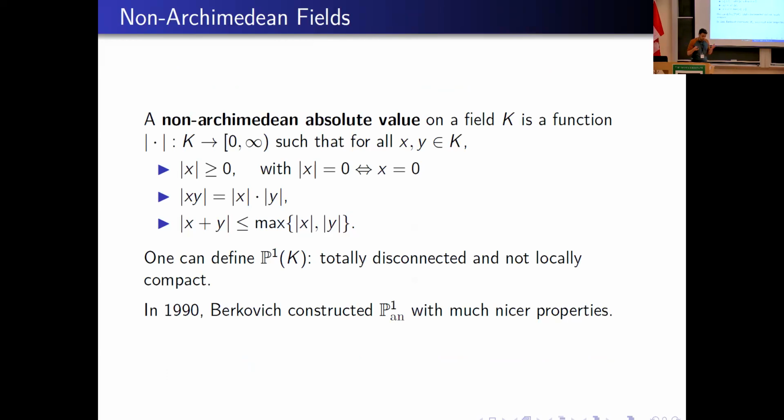So what is a non-Archimedean field? Well, you start with a non-Archimedean absolute value, and the important point here is that you replace the triangle inequality by this ultrametric inequality, and then you take the completion, and you get yourself a non-Archimedean field.